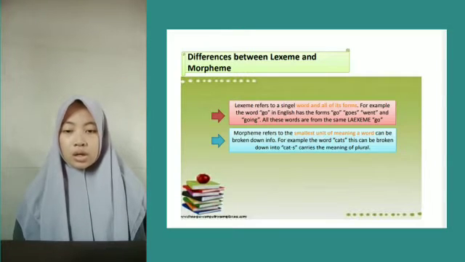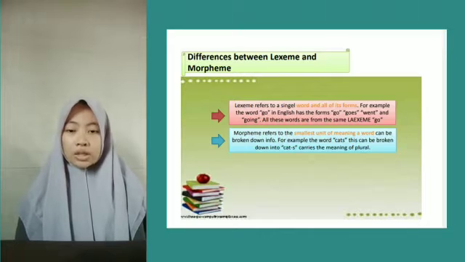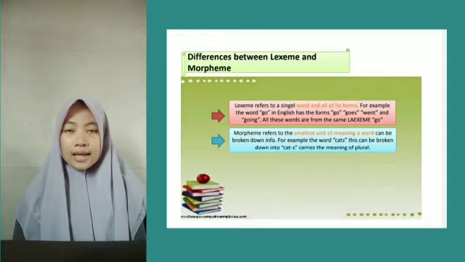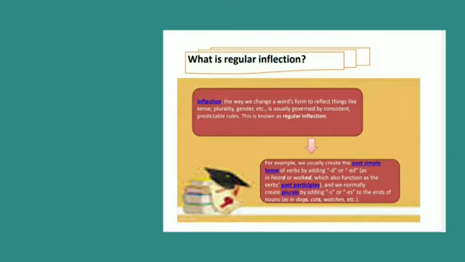Morpheme refers to the smallest unit of meaning. A word can be broken down in form. For example, the word cats can be broken down into cat and s, where s carries the meaning of plural.